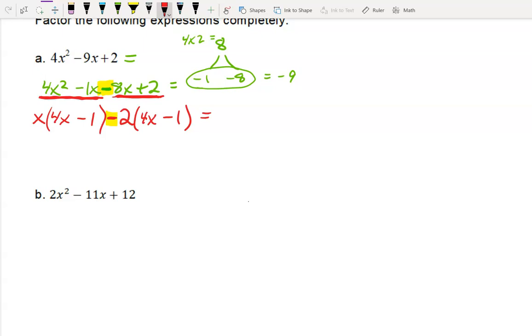Okay, don't worry if that was a little foggy, but let's just keep going. Is there anything in common here and here? Hopefully you see that I can take out a 4x minus 1 from both terms, and I'm left with x minus 2. That's factored. You can check, but it is.